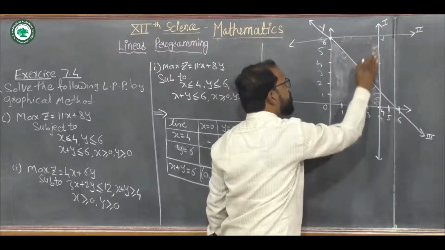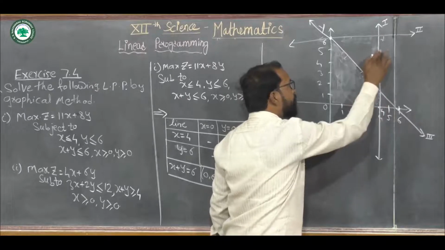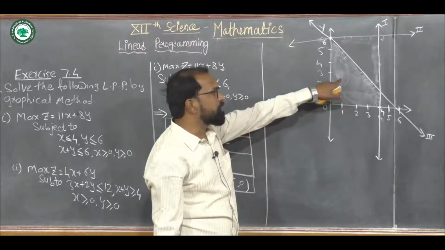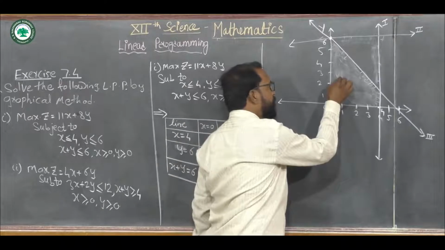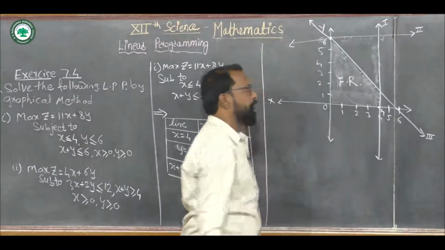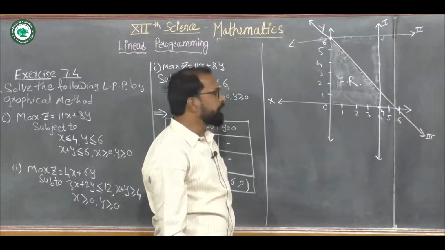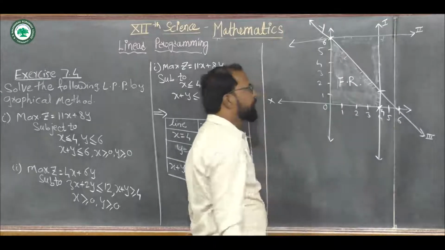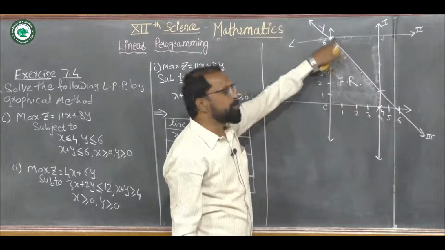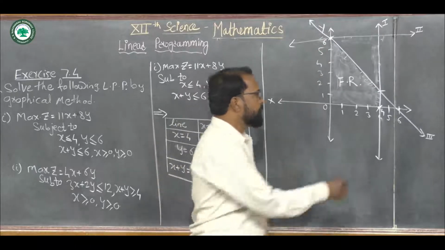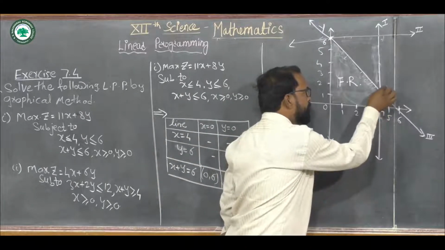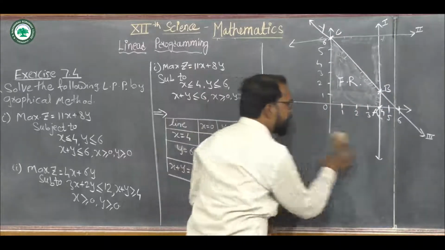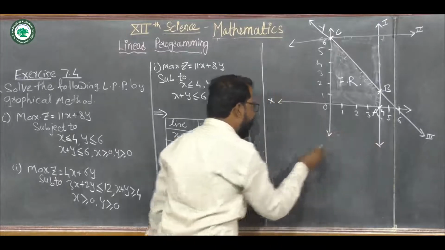So the feasible region, that is the set of decision variables which satisfies all the constraints, is this one. We denote it by feasible region or FR. Now giving the points for the corners of this feasible region. So let this be O, this point A, this B, and suppose this is C. And therefore we can write here the feasible region.